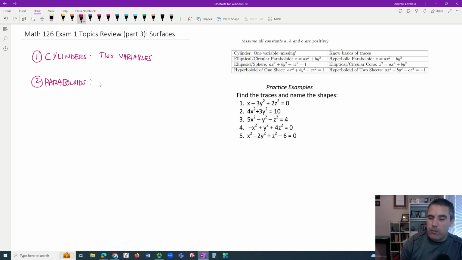That's where you have all three variables, and two of them are squared. I'll talk about how you can remember that. There are two flavors of those, and then I'll explain where those names come from. Then we have hyperboloids. I know the names are sort of weird, but the pictures are cool, and I'll show you some of them. We have three flavors of hyperboloids. And then we have one other one, which I'll list here, but it's basically a sphere or an ellipse. Ellipsoid / sphere.